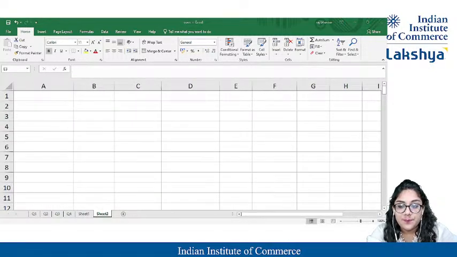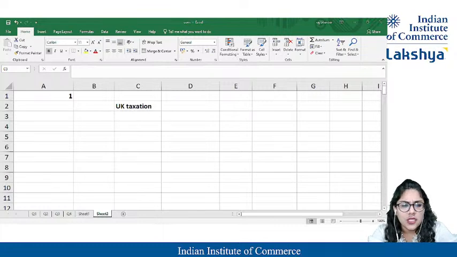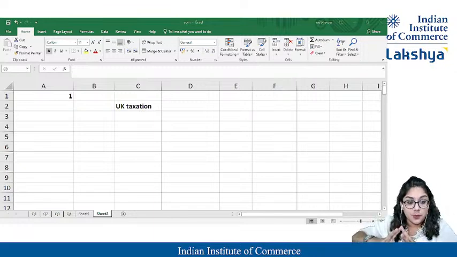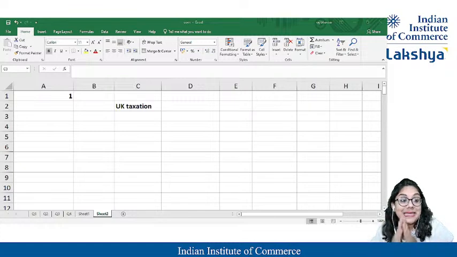Okay, students, before going ahead, I just want to have a quick overview of the concept. First and foremost, we are going to understand that it's not Indian tax, it's going to be UK taxation. If I'm talking about UK, what is the initial thing we need to know? If I'm talking about the financial year, the calendar year, the academic year.